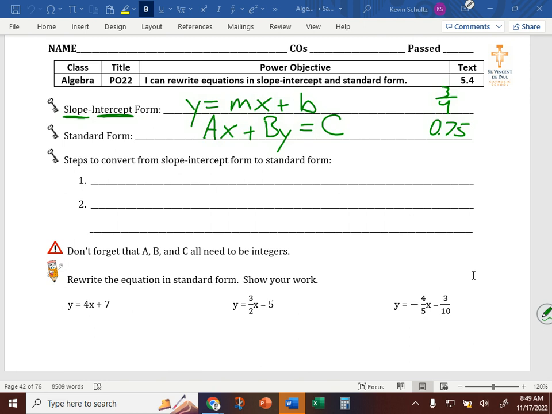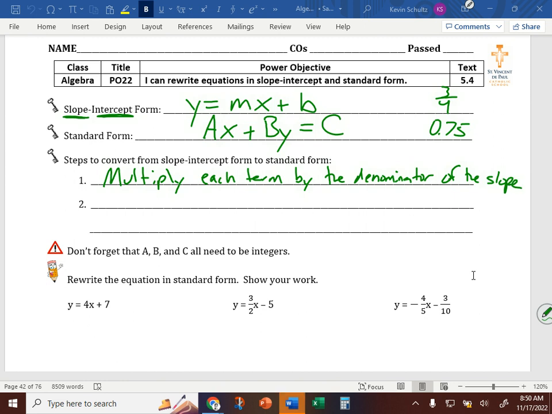The second piece is that standard form doesn't have any fractions. It is incomplete to write an equation in standard form if you have a fraction. So if we do have any fractions, which oftentimes we do with slope-intercept form, we have to get rid of them somehow, right? So step one, you are going to multiply each term by the denominator of the slope.